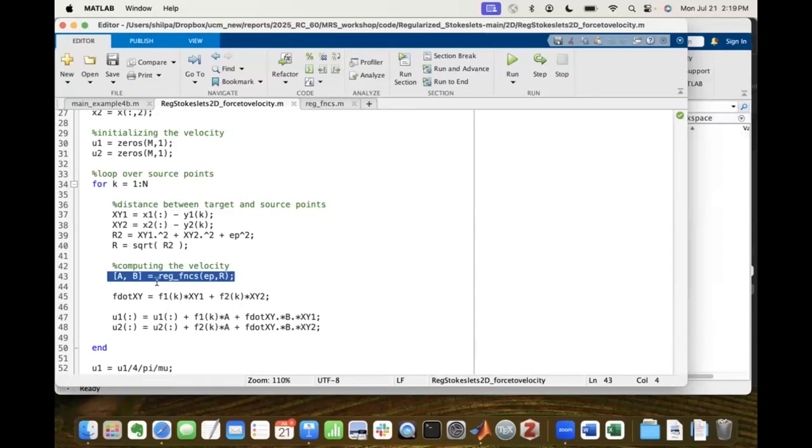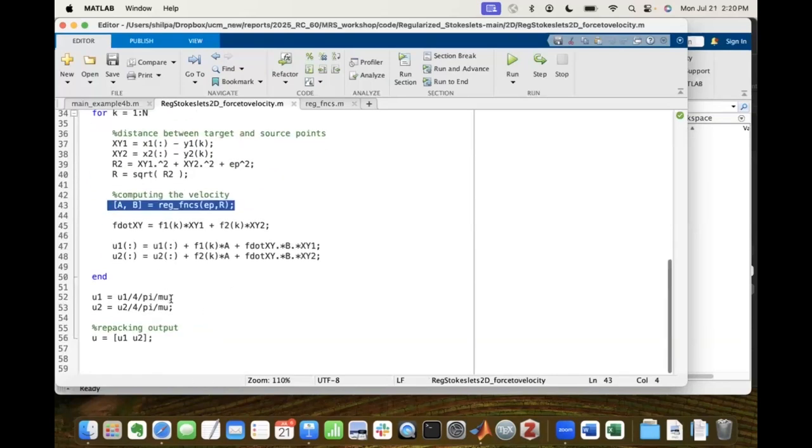Yeah, so once I have A and B, I can compute the U, the two components of U. And then I need to divide by 4 pi mu. And then I send it back.